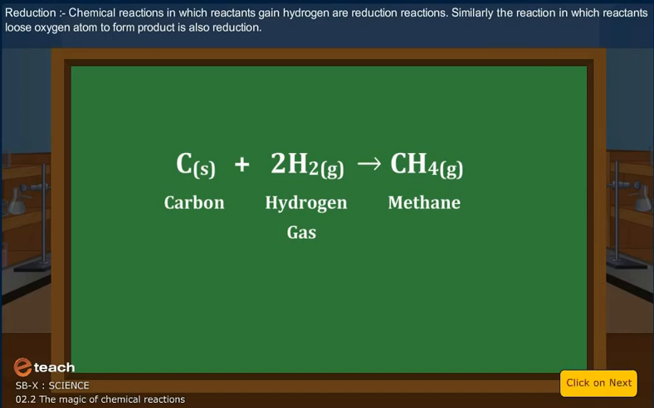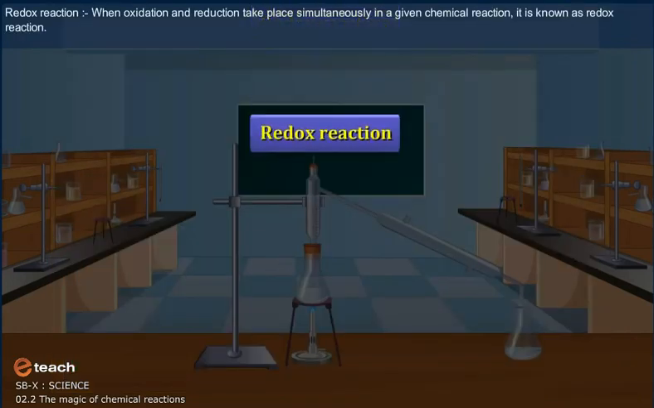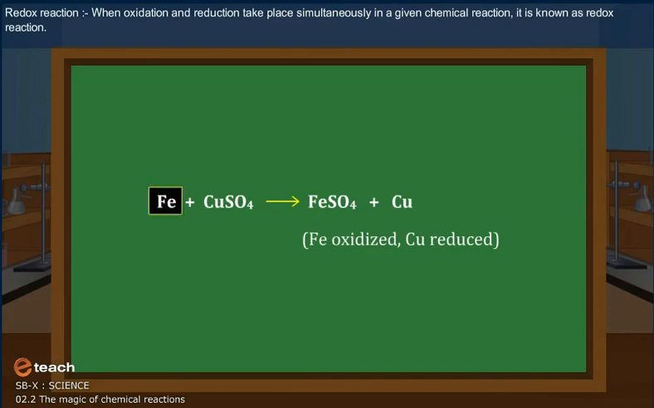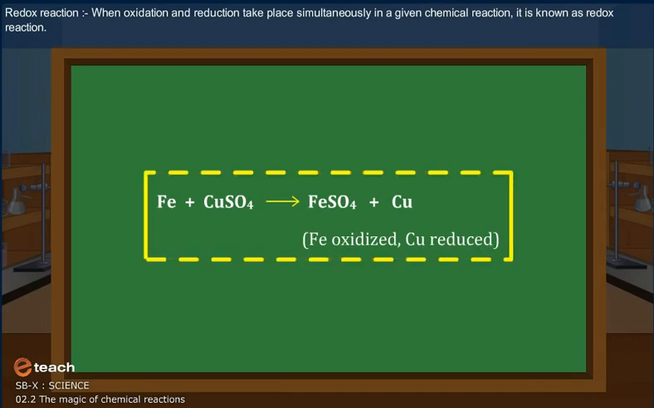Redox reaction. When oxidation and reduction take place simultaneously in a given chemical reaction, it is known as a redox reaction.